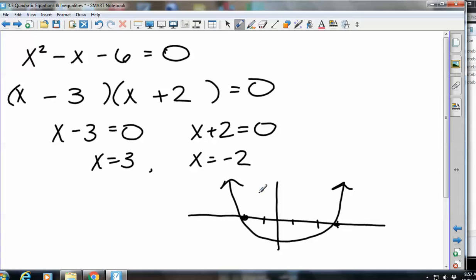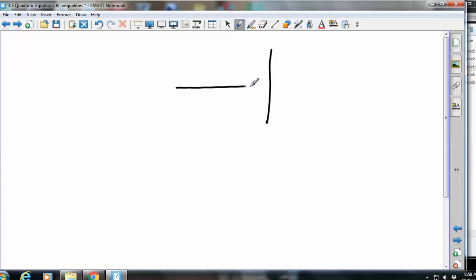What would cause a case where your graph looked like this? Yeah, in the quadratic formula, that's when you get 0 for your discriminant. Or in solving the equations, that's when you had a multiplicity of 2. You get the same answer out twice.